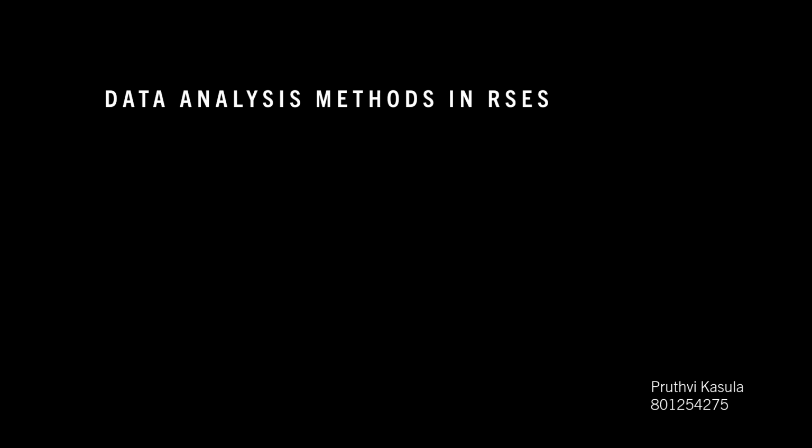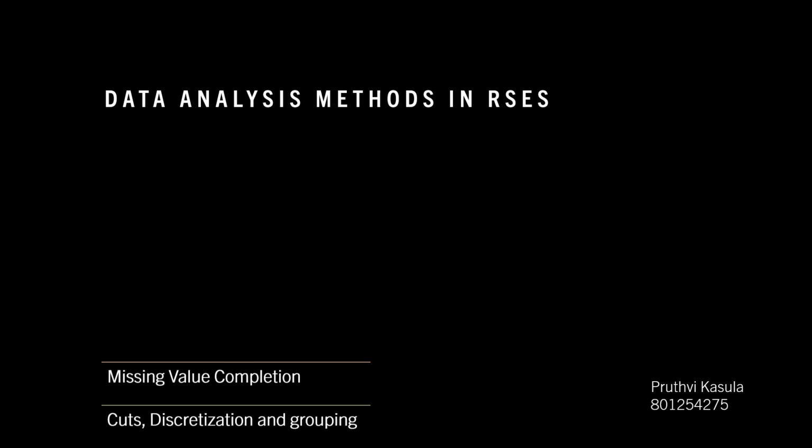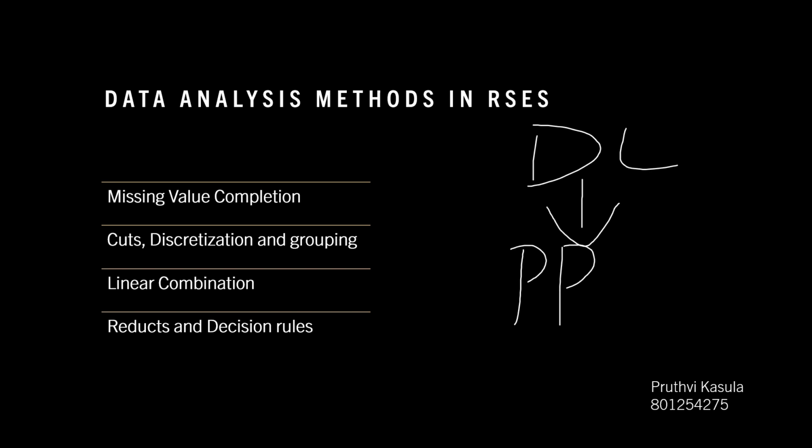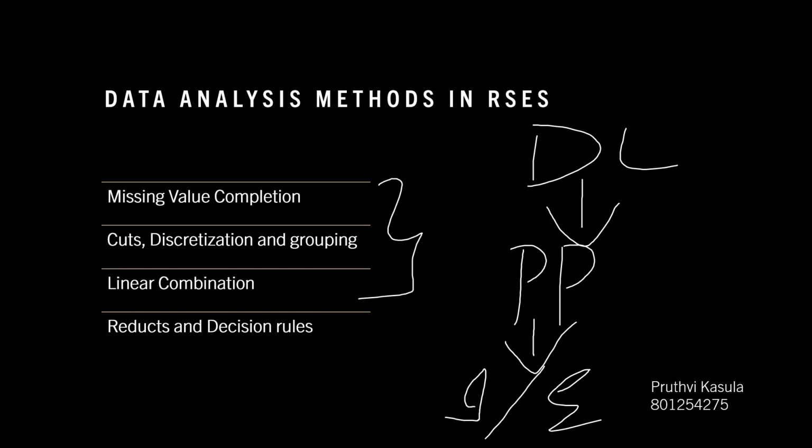During the knowledge discovery process, first the data is loaded into the system and then pre-processing of the data is done. Once the data is loaded, it is very important to pre-process the data to remove any discrepancies or any missing data. And then the interpretation or the evaluation of the discovered knowledge is made. Missing value completion, discretization, and linear combination are all the methods that come under the pre-processing of the data.